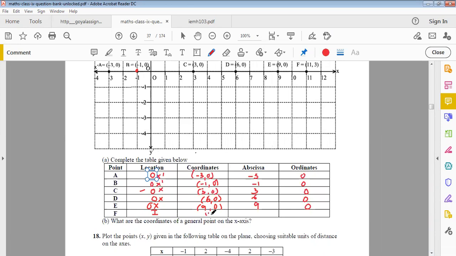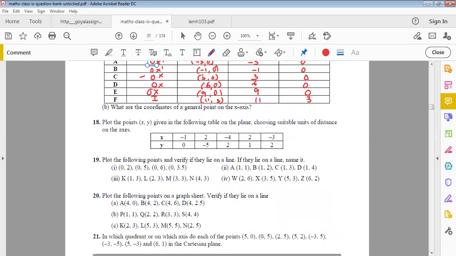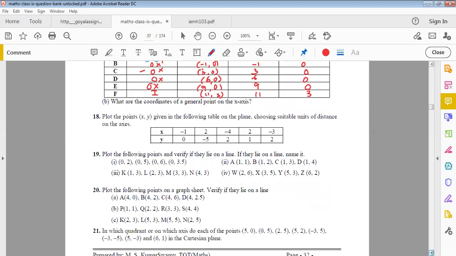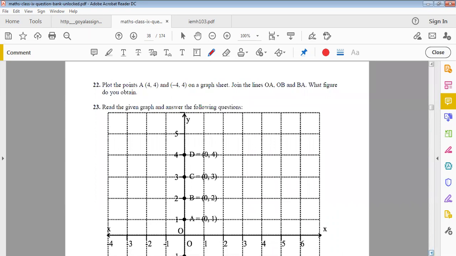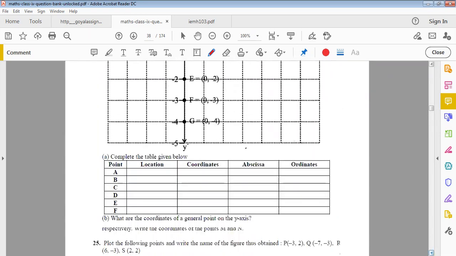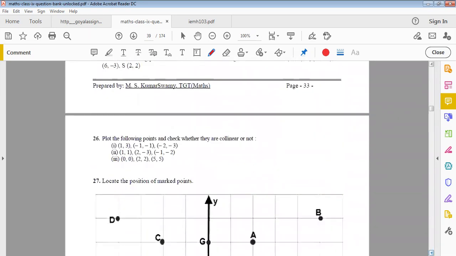And the point is 11, 3. Abscissa will be 11 units, ordinate will be 3 units, like this. See, these are marking everything, we know how to do it. Okay, we'll do a problem, no issue. Next, same way, same model, location and ordinates.